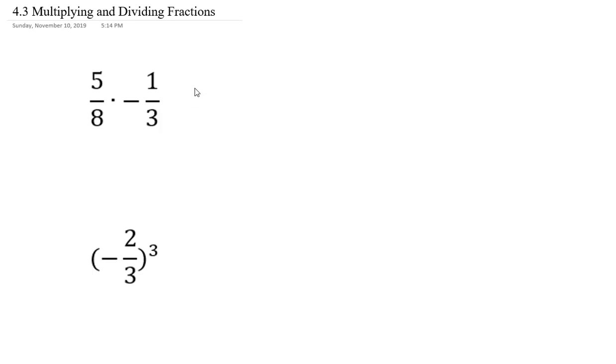We're going to talk about multiplying and dividing fractions. And we start with multiplying and dividing fractions rather than adding and subtracting because this is the easy one. So multiplying and dividing fractions is easy. Just remember that. It's easy. Adding and subtracting is hard.